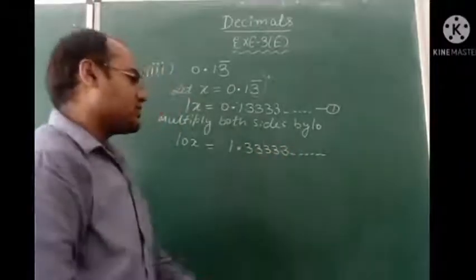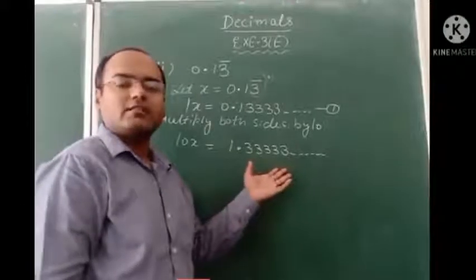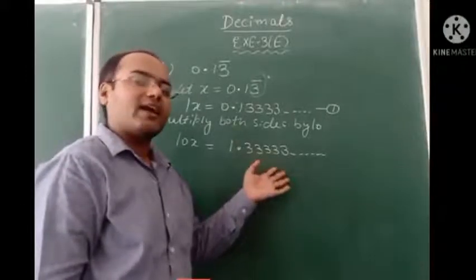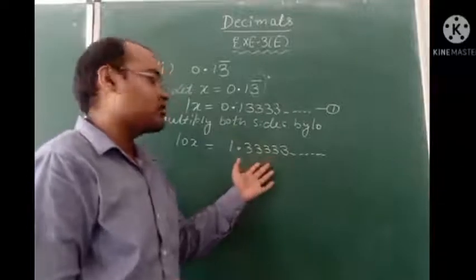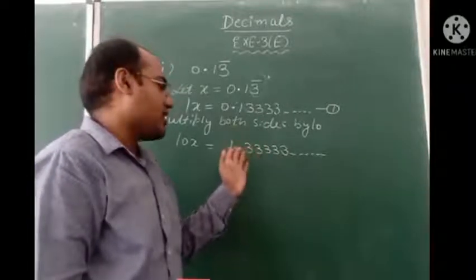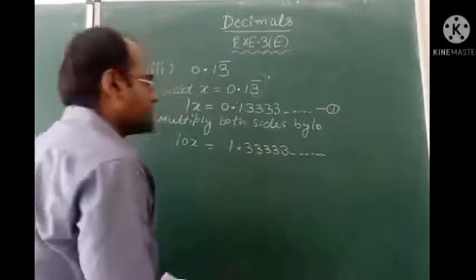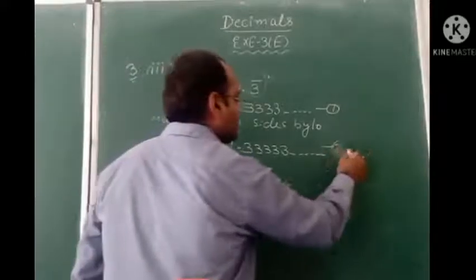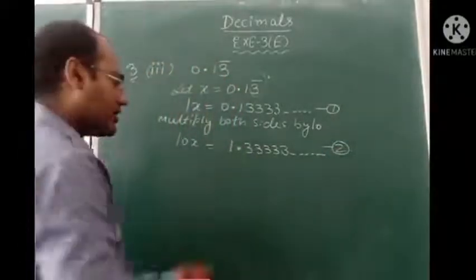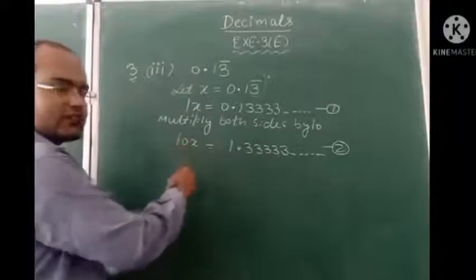Why? Because this is a recurring decimal. And in this, how many 3's will be there? Infinite number of 3's will be there. So here we are showing only 5 digits after the decimal. Now this is your equation number 2. You have to check which equation is greater. Here it is 10x, that means the second equation is greater.